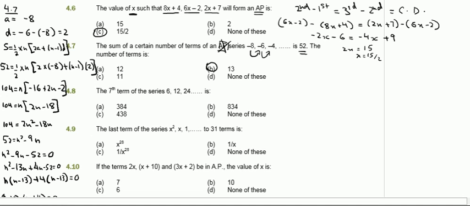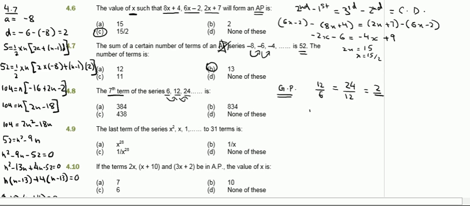4.8. The seventh term of the series 6, 12, 24. Now you can see that this is not an arithmetic progression since difference between two terms is 6 and between these two terms it is 12. So for a geometric progression, if the terms are in geometric progression, second divided by first term should be equal to third divided by second term. And you can see 12 over 6 is 2 and 24 over 12 is also 2. So this is a geometric progression.